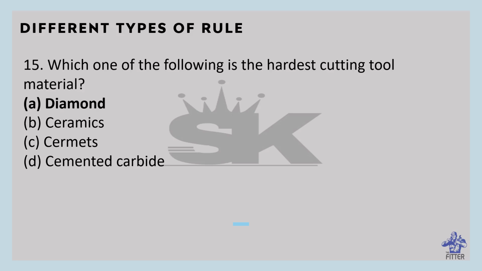And hardness of the diamond is around 70,000 to 80,000 Newton per mm square. I'll write it down here. Hardness of diamond is 70,000 to 80,000 Newton per mm square.